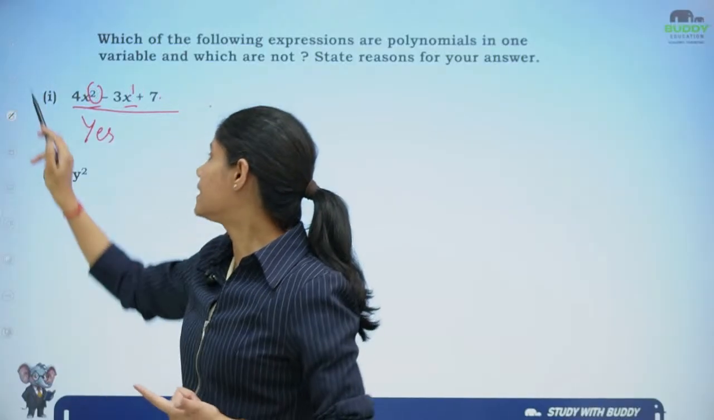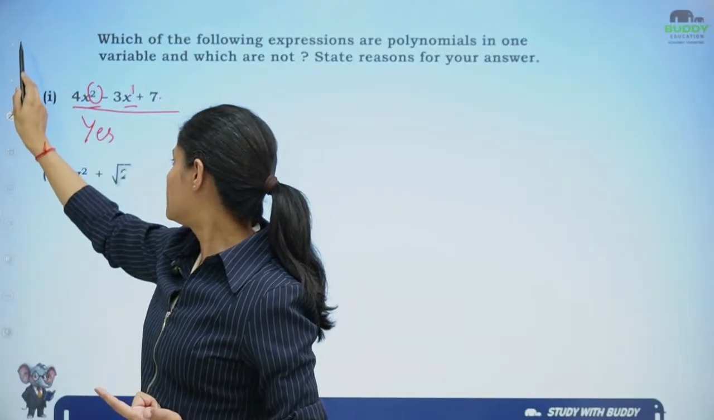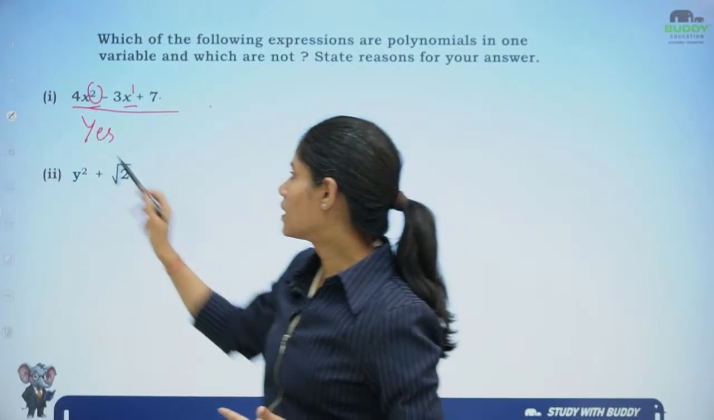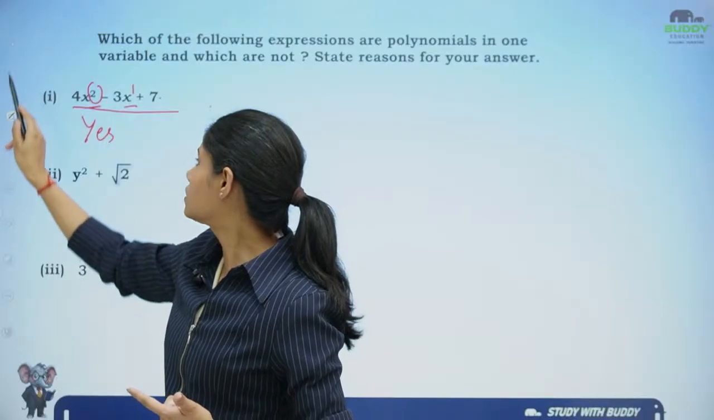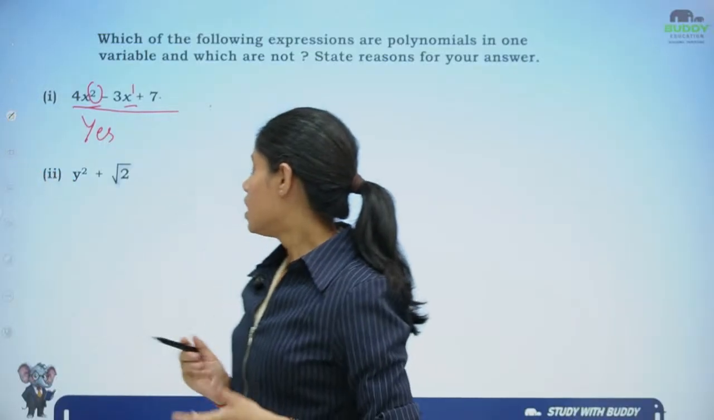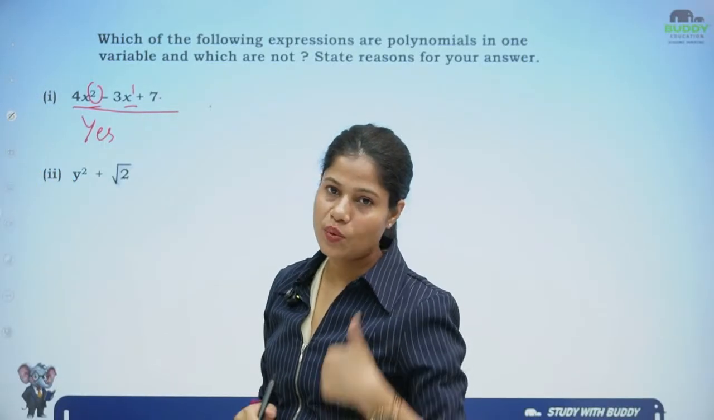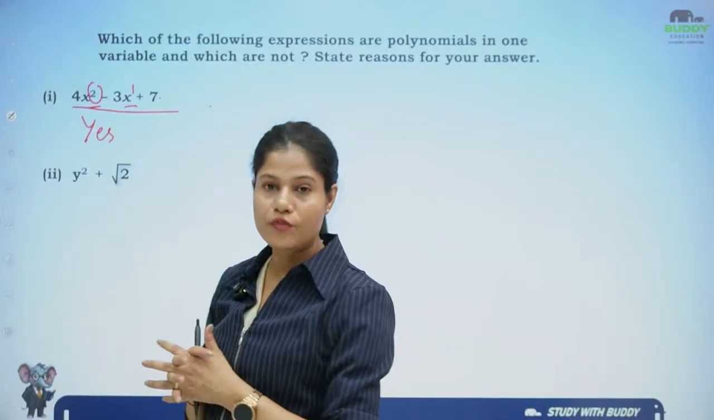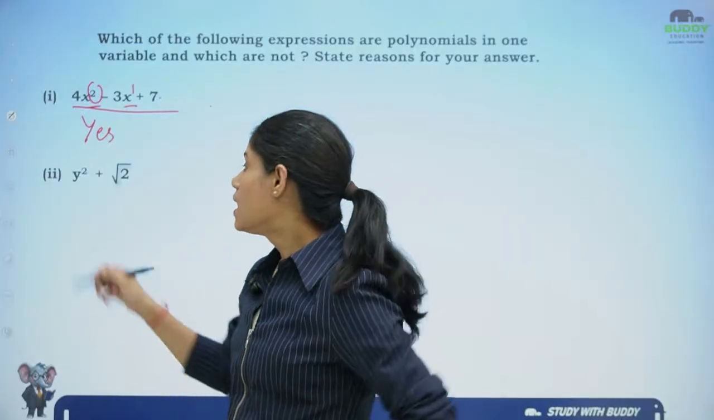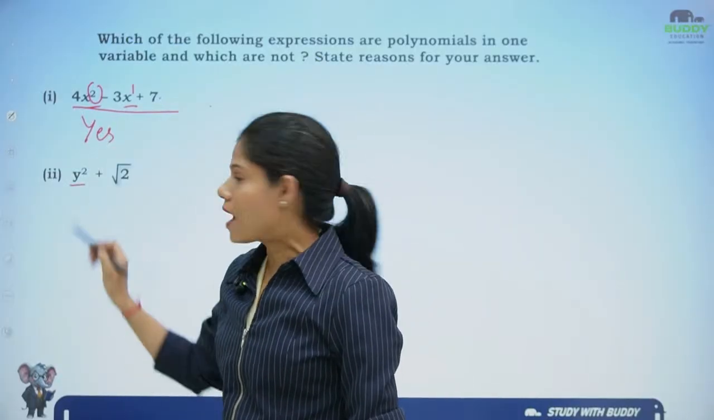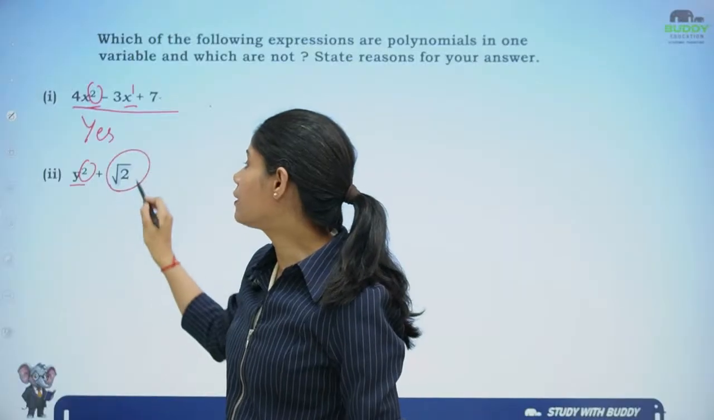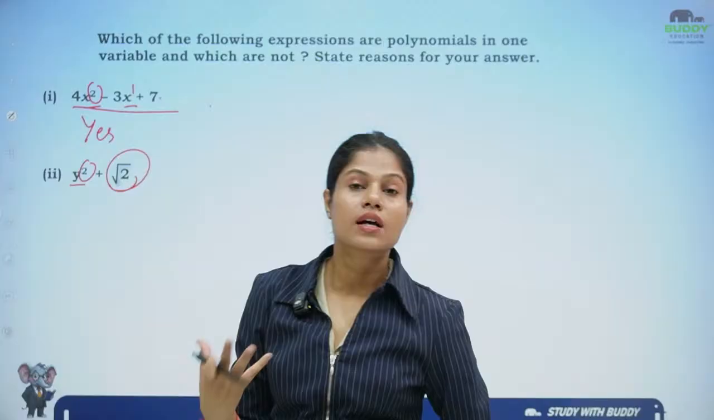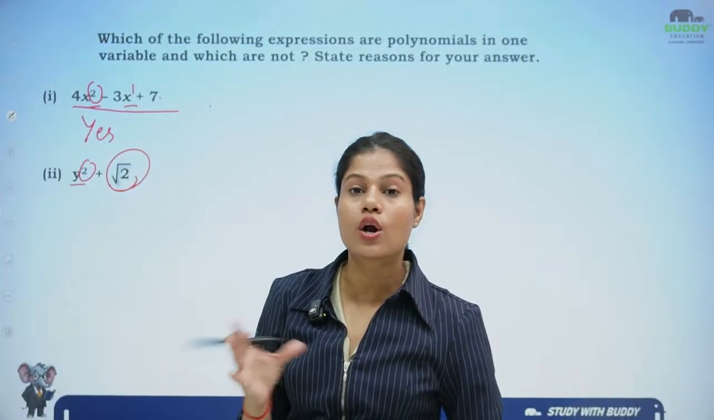Now in the second example, they have given it as y square plus under root 2, right? Y square plus under root 2. All right, it's good. So how many variables are there? Only one variable is there, but is it a polynomial? Of course it is a polynomial, because the variable is y and the power is a whole number. It does not matter whether the numbers have whole numbers as the power or not, right?